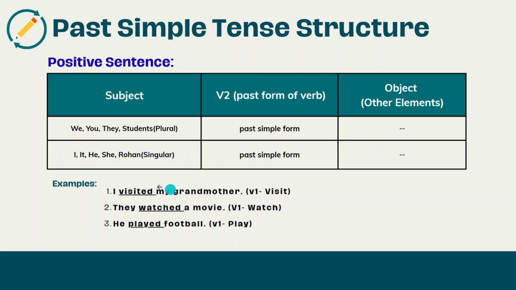Now here, I is the subject because I is doing the action. Visited actually is the past of visit, right? So it is coming from visit, right? That is the V1 form. Now this is the past form. Means the action happened in the past. They watched a movie. He played football. Here, as you could see, visited, watched, and played. All these are actually the past tenses.